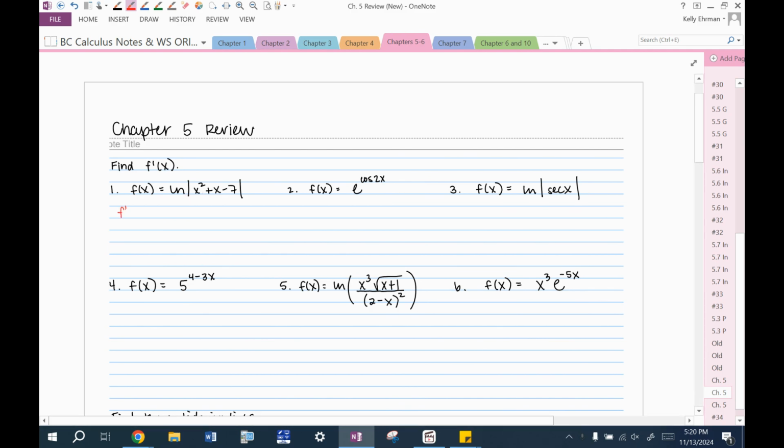So for this f prime, the rule for natural log of u is that it's 1 over u times u prime. So 1 over x squared plus x minus 7 times the derivative of that, which is 2x plus 1. Clean that up a bit. So 2x plus 1 over x squared plus x minus 7.